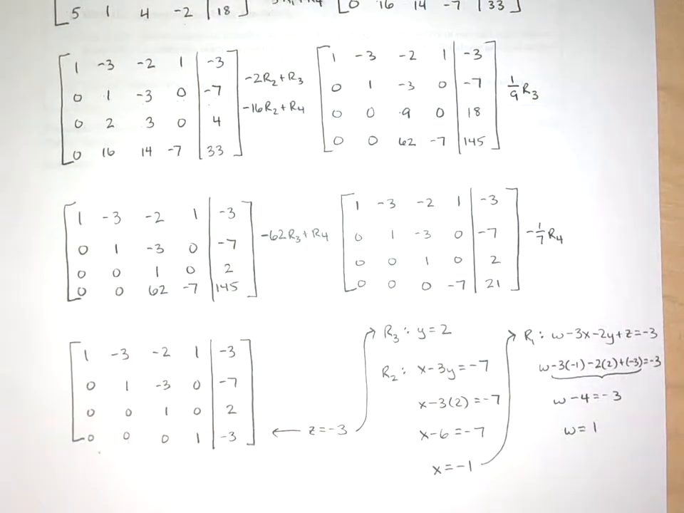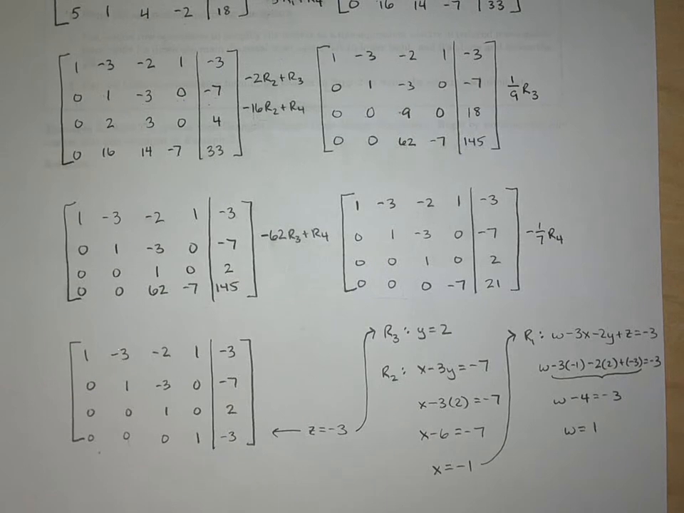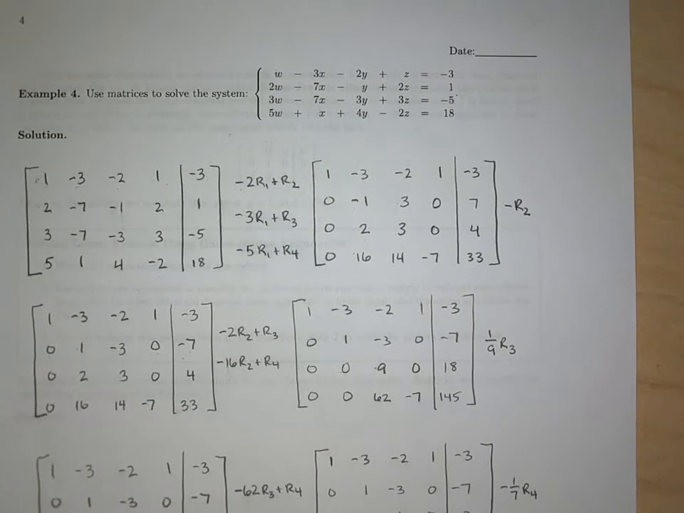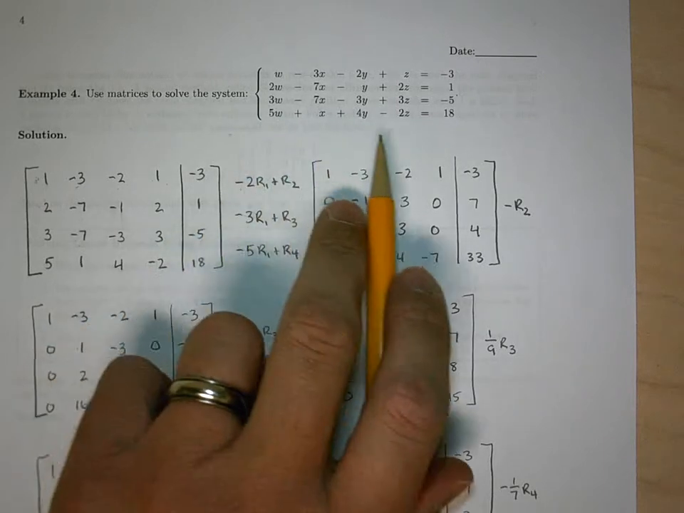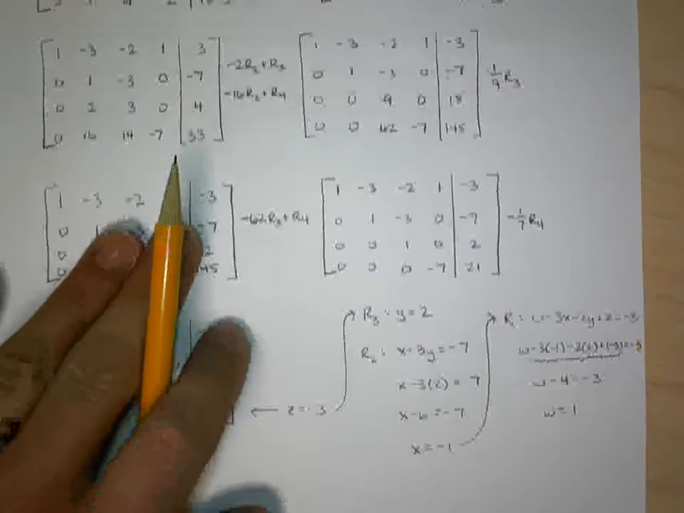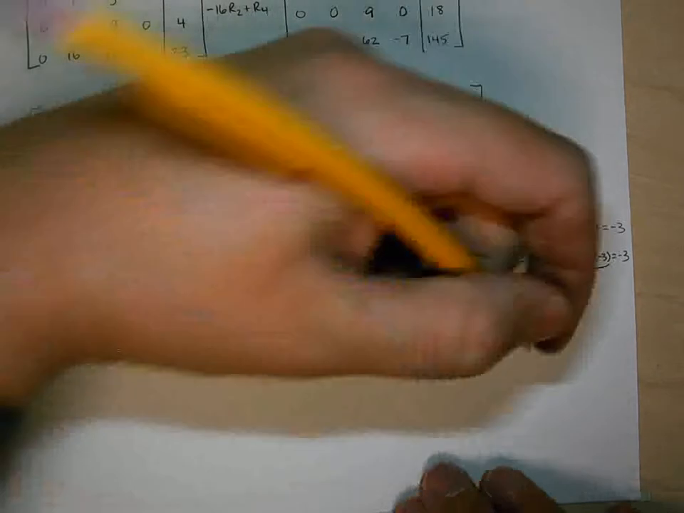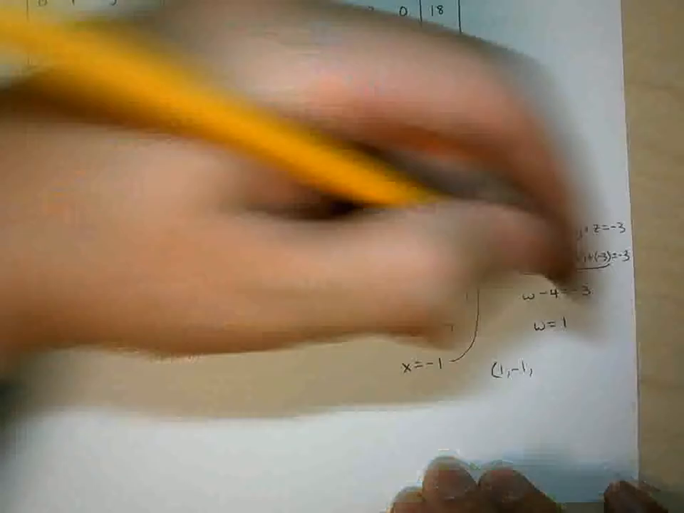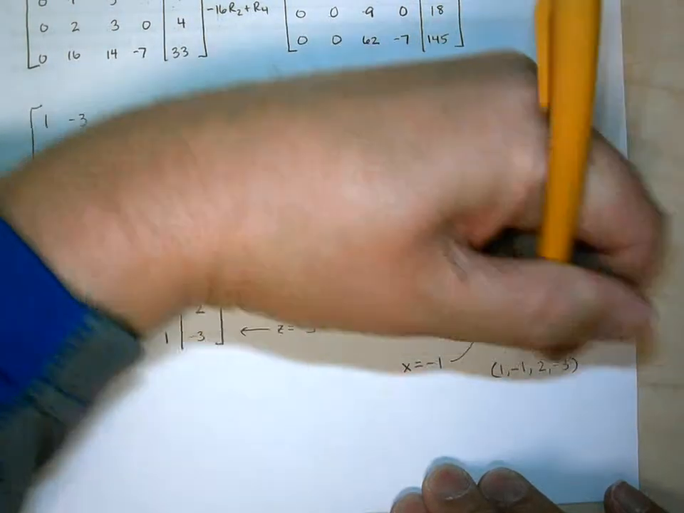For the solution, listing them in the order they were presented in the equation in the first place, w, x, y, z, just looking at the originals, well, w is 1, x is negative 1, y is 2, z is negative 3. And so this ordered quadruple is the solution of the system.